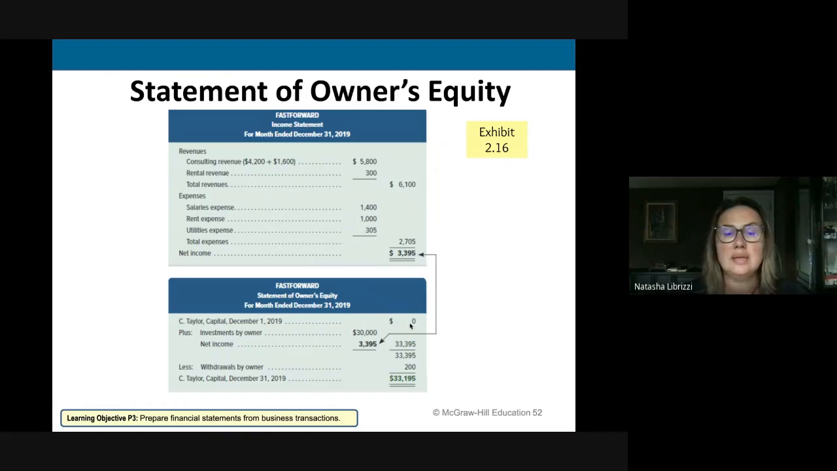So we start out with the beginning balance. It's a brand new business. We started with nothing. We invested 30,000. That was our first entry, actually. It would be given to you, but you have to remember what happened and be careful.